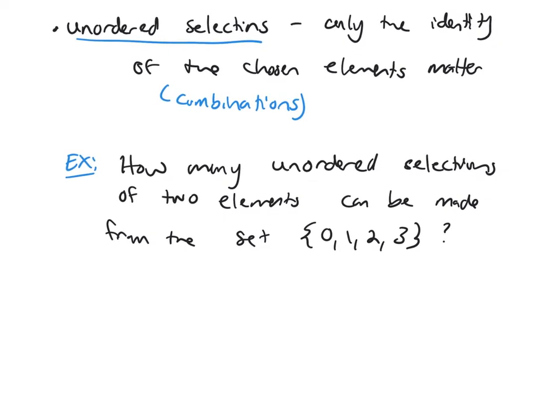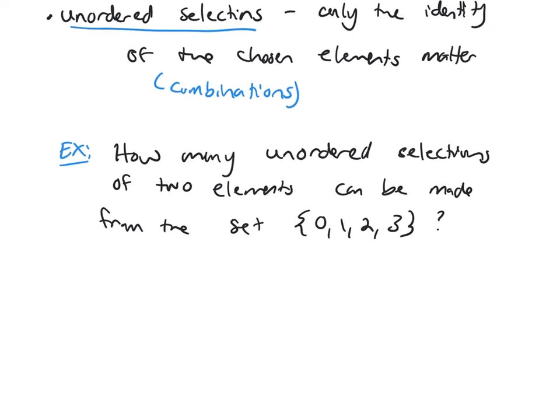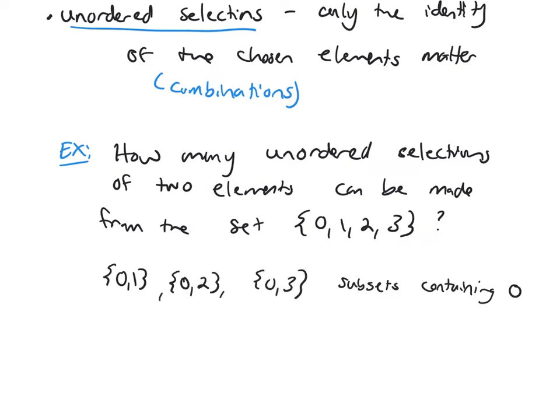So we want to systematically make sure we pick them. So first, let's start with listing subsets containing 0 as one of your 2 elements. So you could have 0, 1, the subset 0, 2, and the subset 0, 3. Those are all the subsets containing 2 elements that contain 0.